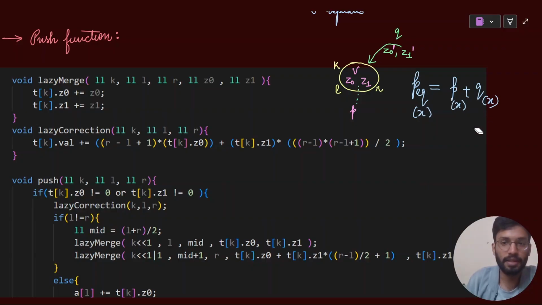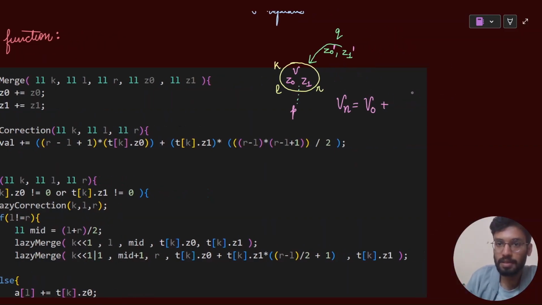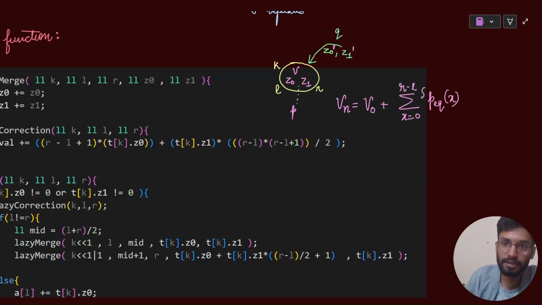Lazy correction needs a little attention, because in lazy correction, if you remember the formula we wrote in a previous video, so let me write it again. My value new is actually equals to my value old plus summation of, so we'll write x equals to 0 all the way up till r minus l into p equivalent of x. Correct?